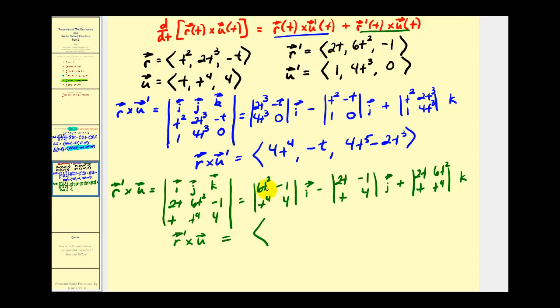So in component form, we'll have 24t squared minus negative t to the fourth. That'll be 24t squared plus t to the fourth. Here we'll have 8t minus negative t, or 8t plus t. That'll be 9t, but we are subtracting it, so it'll be negative 9t. And then here we have 2t to the fifth minus 6t to the third.